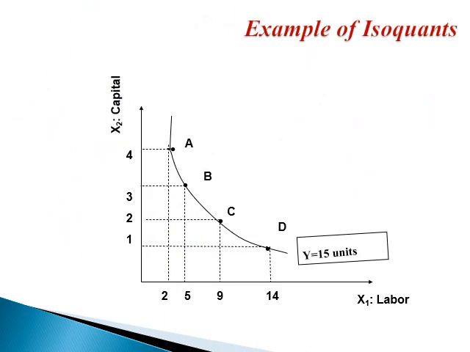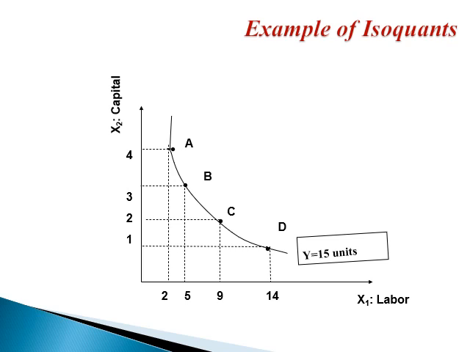Mathematically or graphically, sorry, it looks like that. If you have x1, the first variable input, labor, and x2, the second variable input, capital, the isoquant will look exactly like the indifference curve, with the same characteristics. What are the same characteristics?